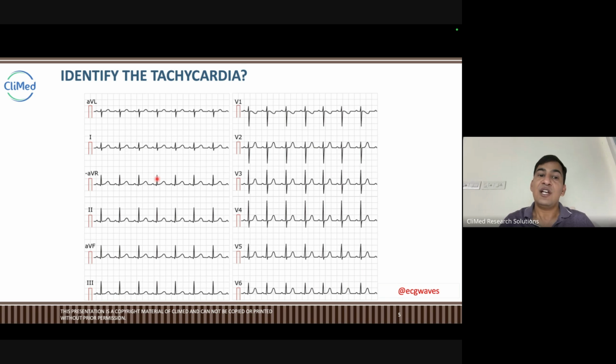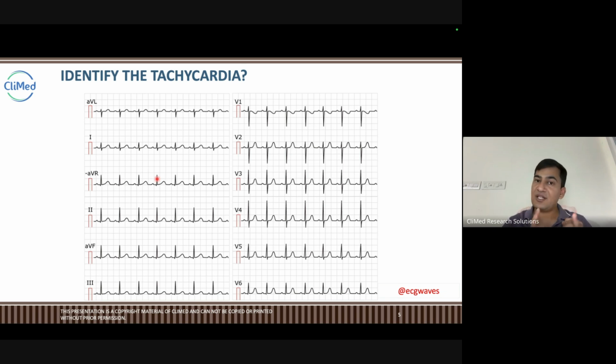So if there is no P wave, then it can lead to atrial flutter or atrial fibrillation. Absence of the P wave is the signal of atrial fibrillation or atrial flutter. So if everything is intact, with these five parameters, you can easily diagnose arrhythmia, tachyarrhythmias and other arrhythmias.